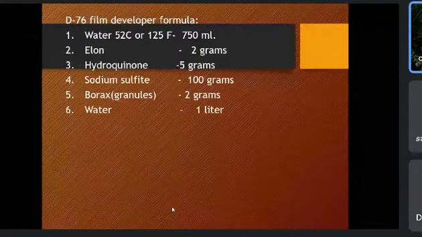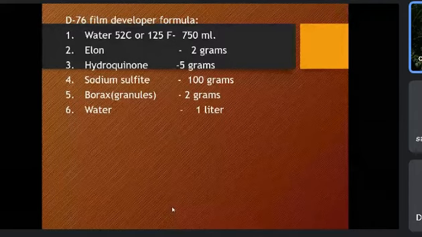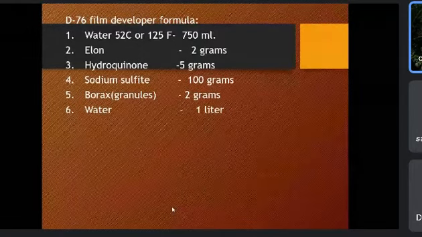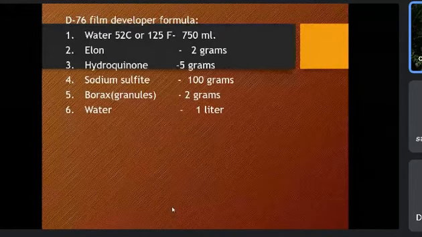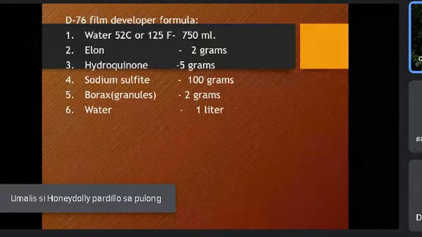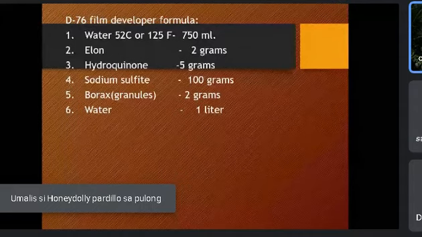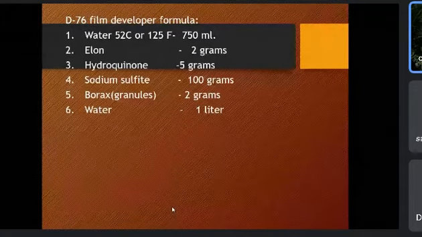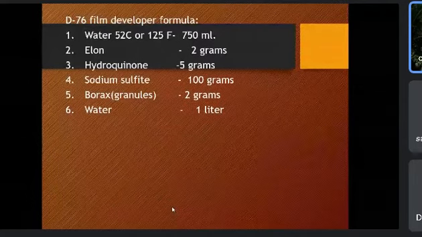Next, these are the specifications of the film developer formula. So we have water, then we have elon, hydroquinone. The grams are on the side. The elon is 2 grams, hydroquinone is 5 grams, sodium sulfite is 100 grams, borax is 2 grams, and water is 1 liter.